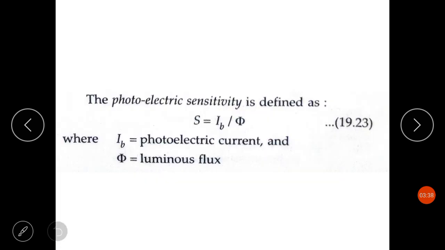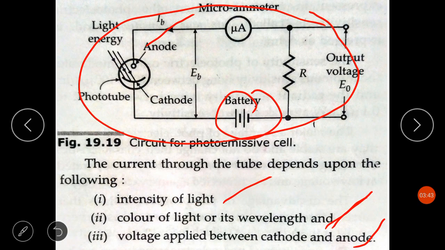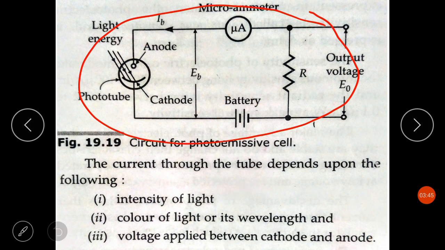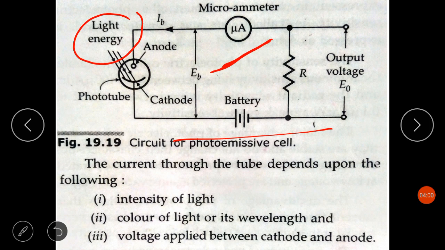Now there are various ways of measuring the luminous intensity or luminous flux or light energy of the radiation using this circuit. First, we can use a microammeter, which will measure the photoelectric current. We know the photoelectric current is completely dependent on the luminous intensity or luminous flux, so with a microammeter measuring this photoelectric current, ultimately we will get to know the light energy or luminous flux intensity.